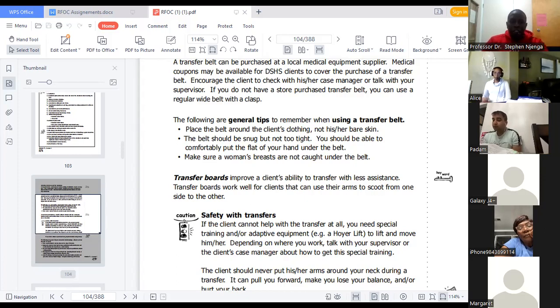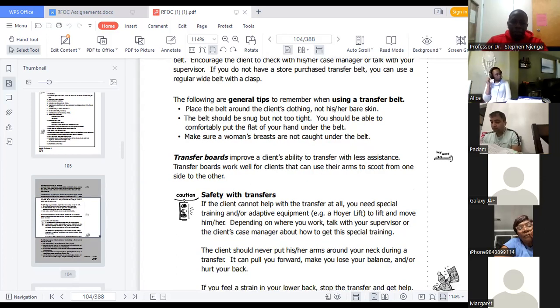The client should never put his arms around your neck during a transfer. Never. A client should never put his hands around your neck during a transfer. The arms can slip and the client can also have a problem.